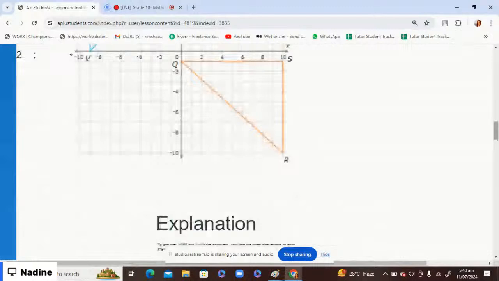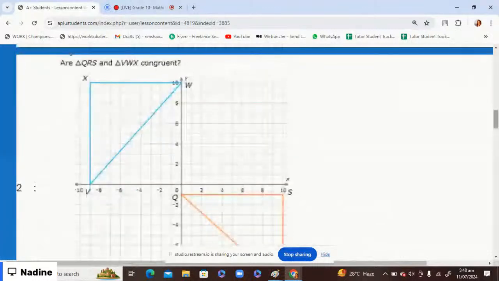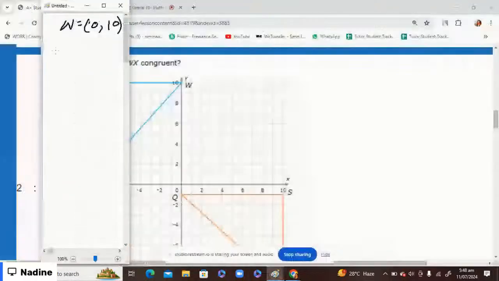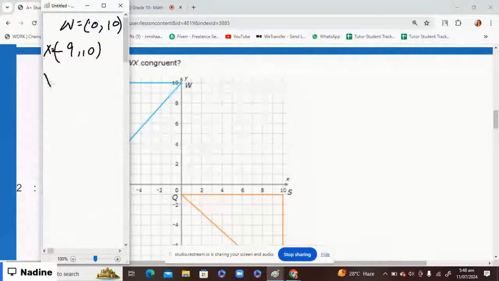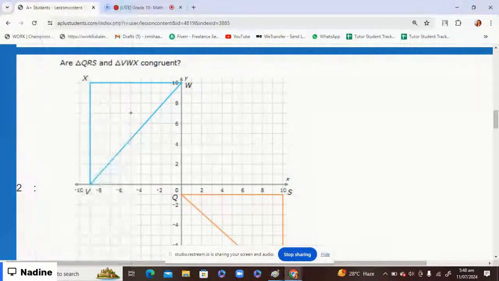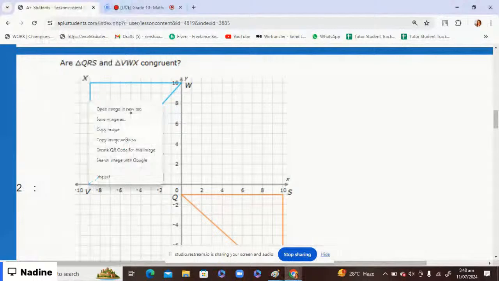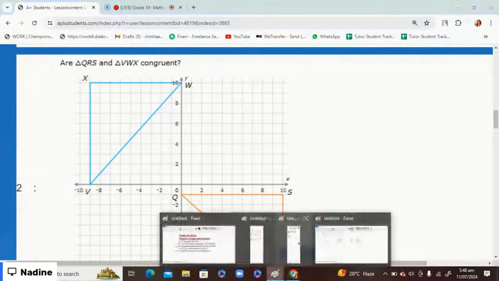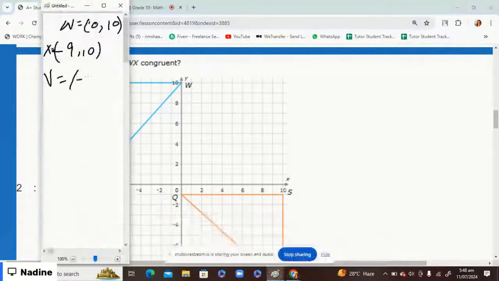Okay. Then what is x? Which is minus 9 and 10. Minus 9 and 10, and that is your value of x. What is v? Look here. What is your x point? This is minus 9. And what is the y point? That is 0. So minus 9 and 0. Understand? These are all the points.